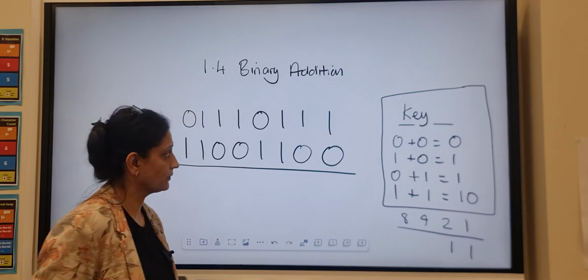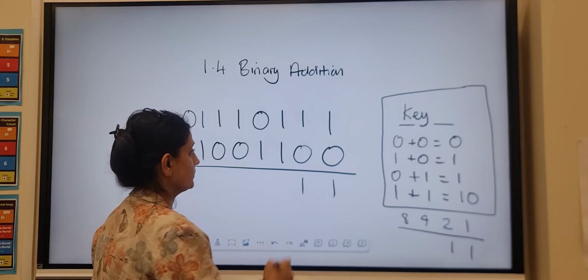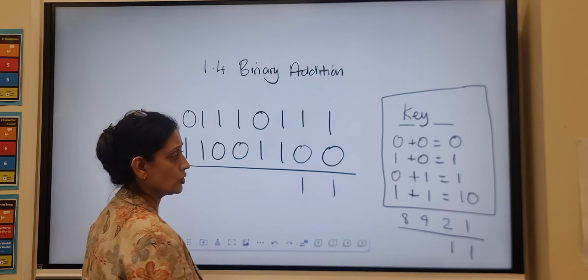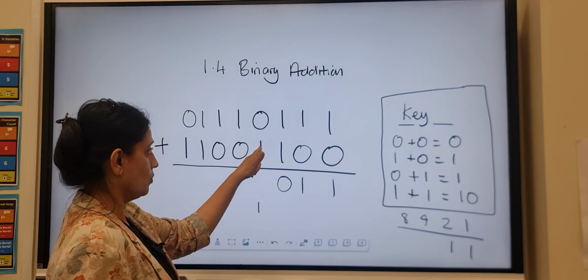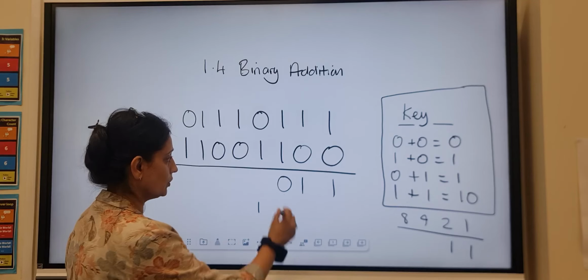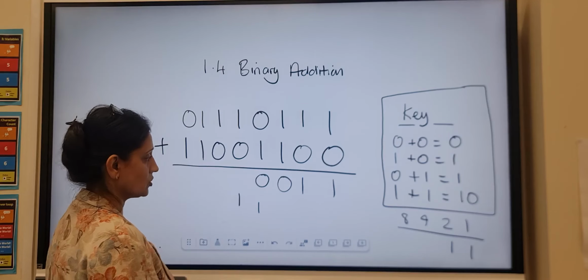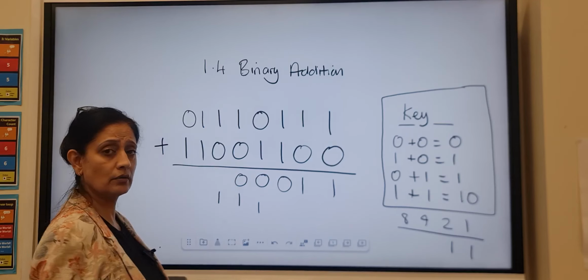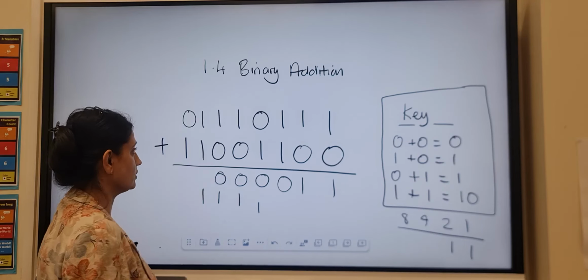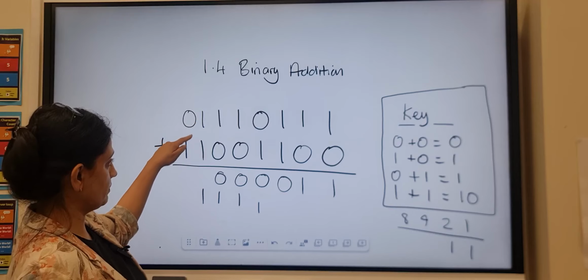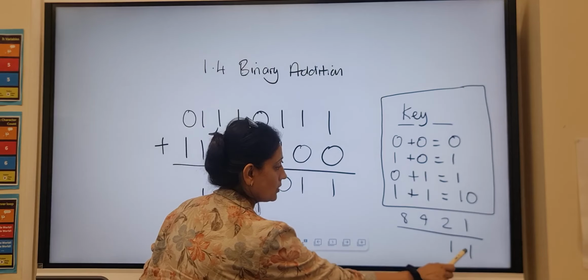Right, here we go. 1 plus 0 is 1. 1 plus 0 is 1. 1 plus 1 is 2. As you remember, that's 0. Carry the 1. 1 plus 1 is 2 again. So 0, carry the 1. 1 plus 1 is 2. 0, carry the 1. 1 plus 1 is 2. 0, carry the 1. Here we've got 3. 1 plus 1 plus 1 is 3. So as I said to you before, it's 1, carry the 1.